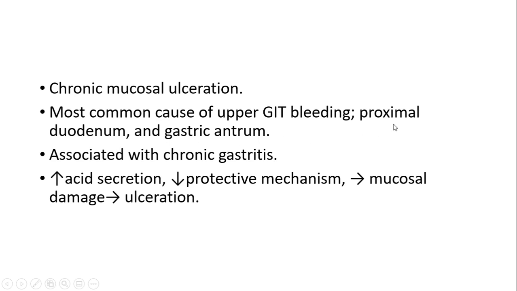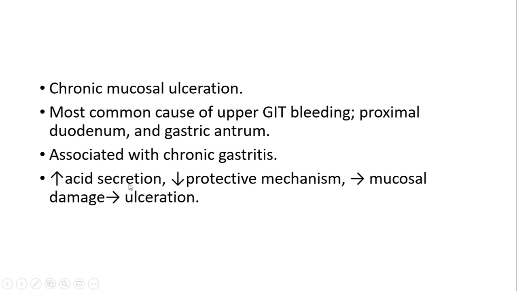So the proximal duodenum and the gastric antrum. This site corresponds to the most common location affected by chronic H. pylori associated gastritis, also called antral gastritis. So the first part of the duodenum and gastric antrum are the most common locations of peptic ulceration. Most commonly, it is associated with chronic gastritis, H. pylori gastritis, and autoimmune gastritis.